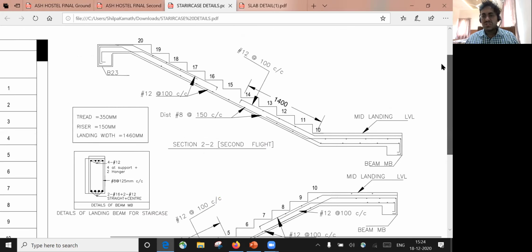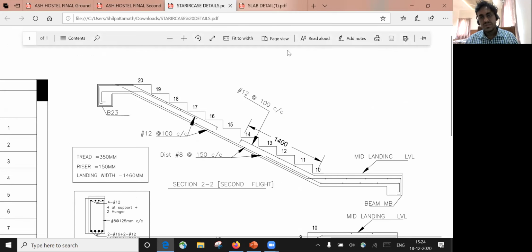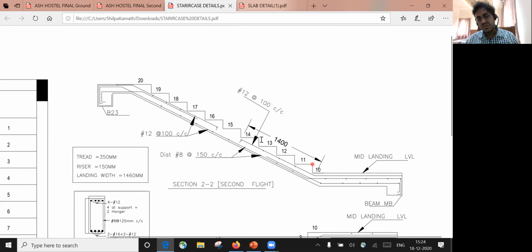Similarly, if you go to the next flight, again it's the same thing. This length you have to provide is 1400 mm. This bar, up to where you have to do the curtailment, from here it is 1400. Again, this is your 10th, 11th, 12th, 13, 14, 15, 16, 17, 18, 19, 20. These are my steps which go to the first floor, right? And again you have to use a distribution bar of 8 mm at 150 center to center spacing. And the main bar you're providing has to be a 12 mm bar at 100 mm center to center spacing. So this is how the reinforcement detail is given.